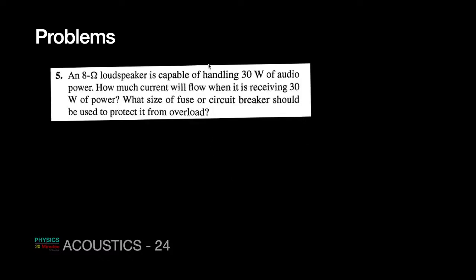An 8 ohm loudspeaker is capable of 30 watt of audio power. So let's check this one. 8 ohms loudspeaker, so resistance is given. It is capable of 30 watt. So how much maximum current can it take? That is what you have to think. So power is V into I, but in terms of resistance is normally written as I square R. So maximum current that it can handle is root of 30 by 8. You can calculate and let me know how much is the maximum current. So that will be the answer to this part. How much current will flow when it is receiving 30 watt of power?